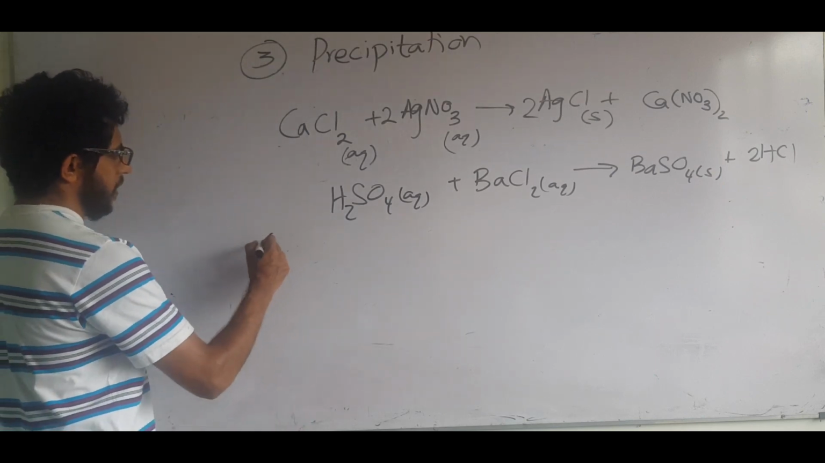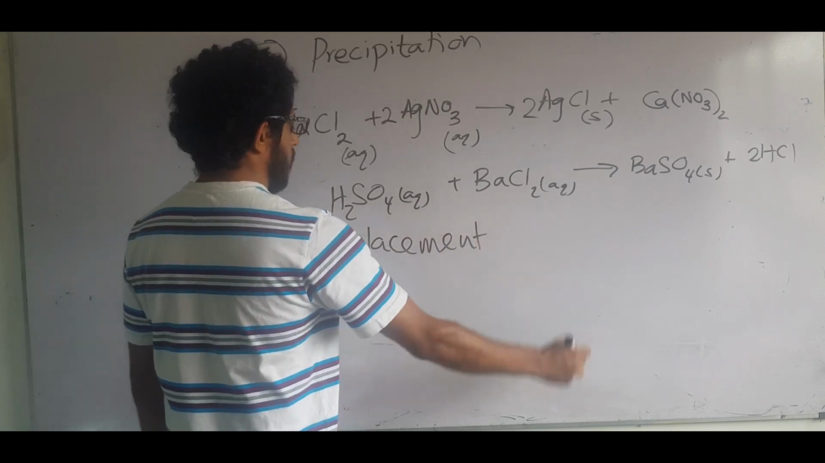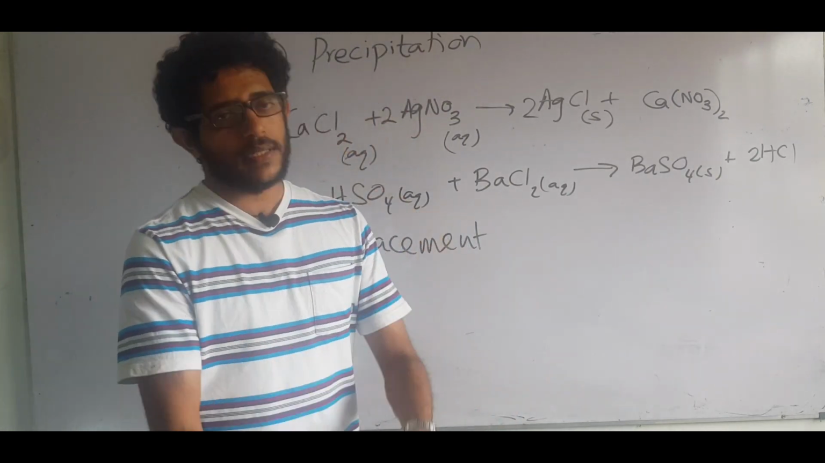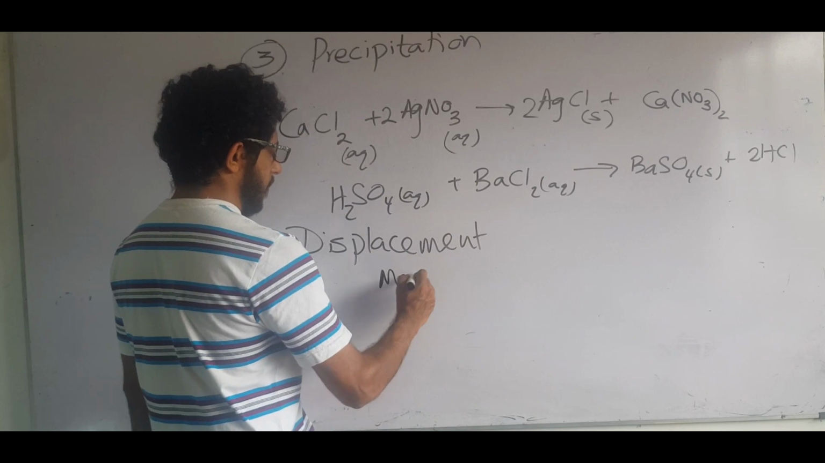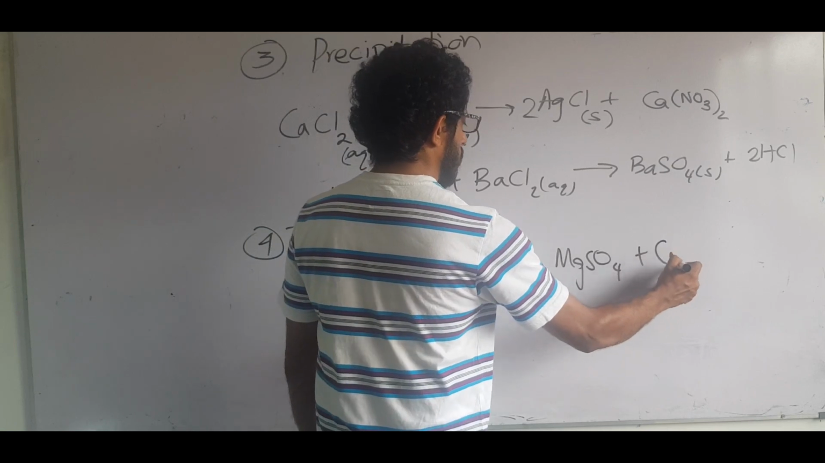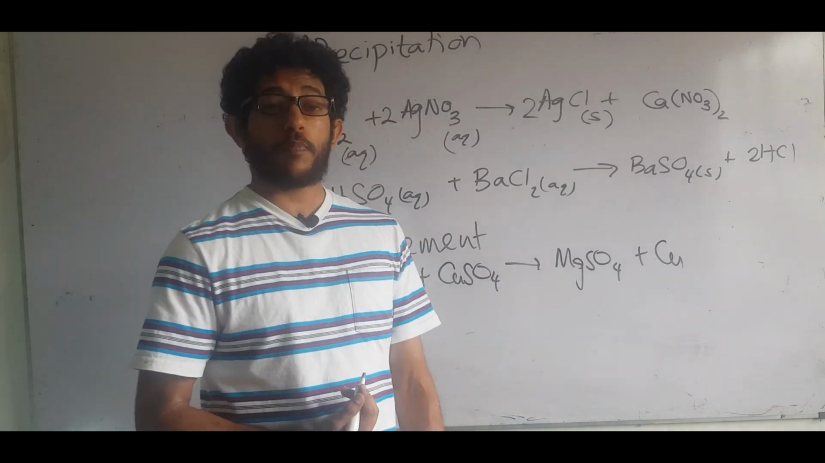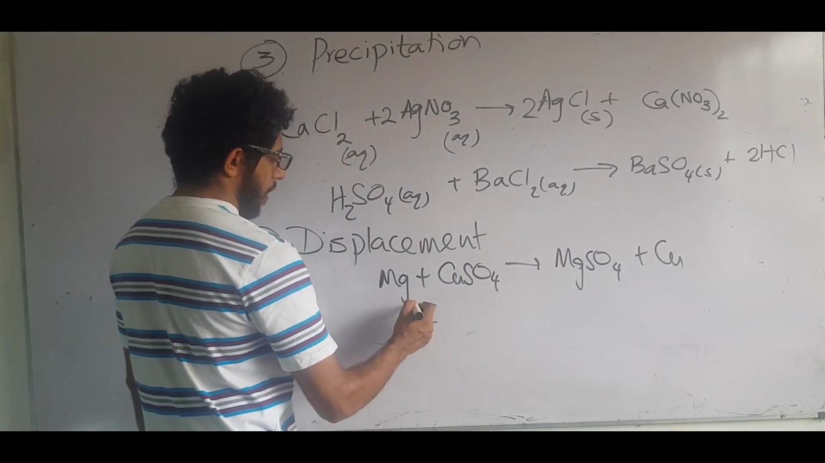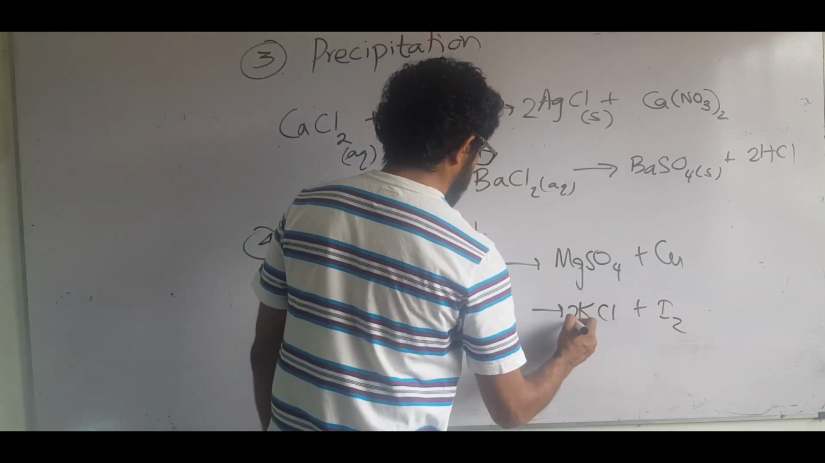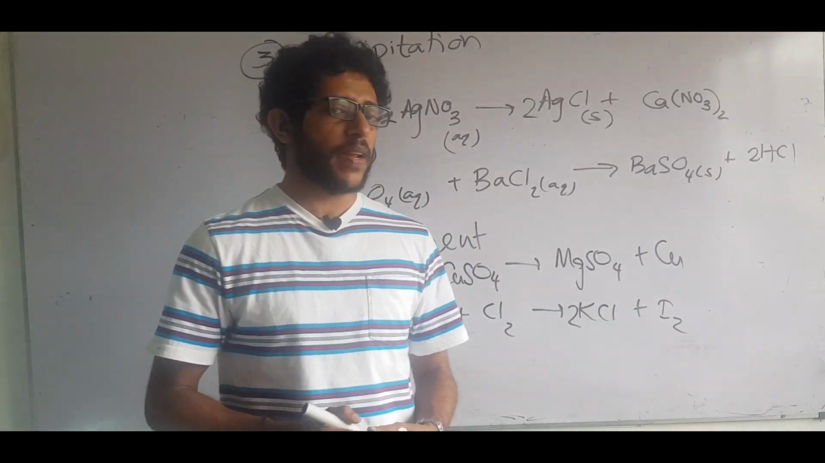All right, the fourth one we call the displacement reaction. What are displacement reactions? In a displacement reaction, you always get an element as a product. Magnesium reacts with copper sulfate, you get magnesium sulfate and copper. Copper is displaced as an element product, so we call it displacement. Potassium iodide reacts with Cl2, you get potassium chloride and iodine. It does not have to be a metal, it can be a non-metal as well. So we can say this is a displacement reaction.